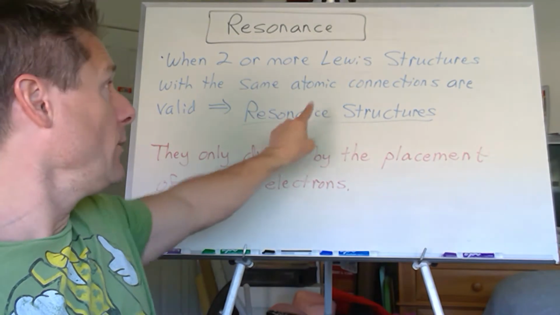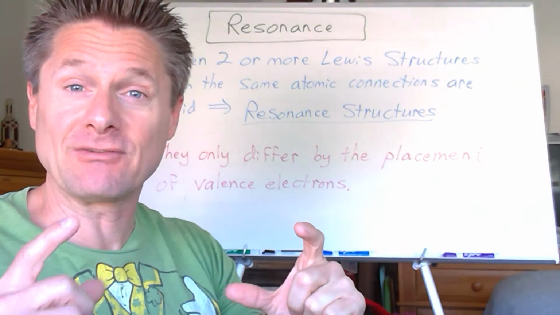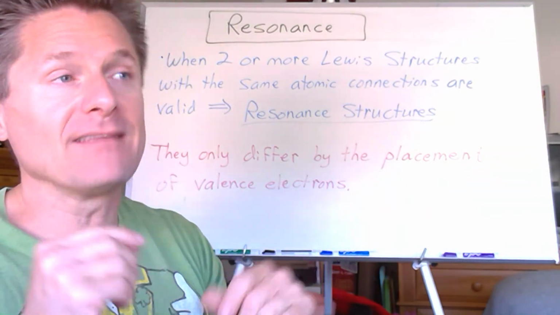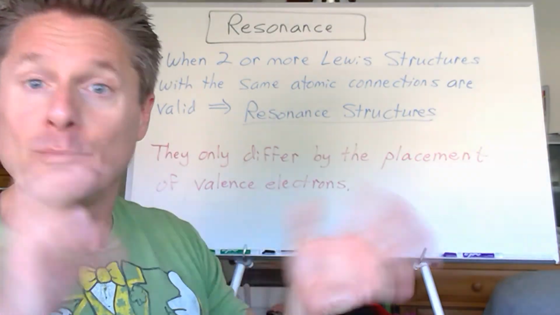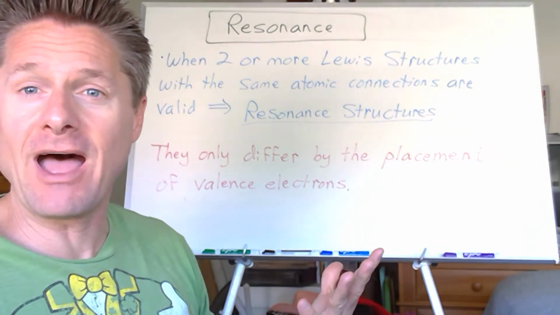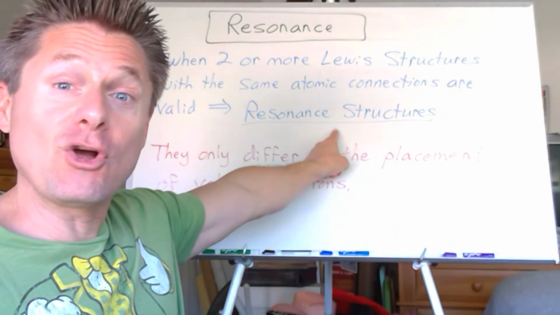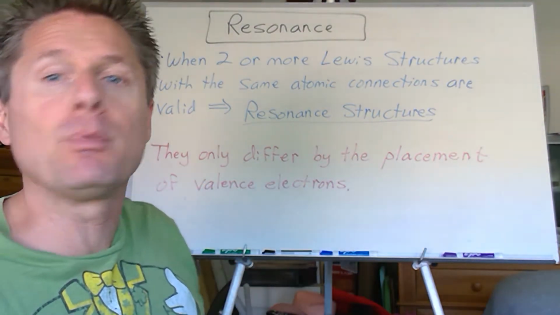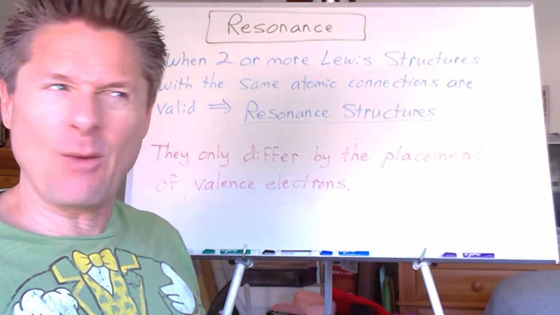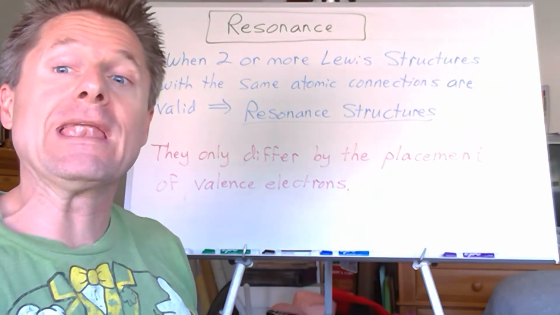So when we run into that situation where we've got 2 or more Lewis structures with the same atomic connections, all the atoms are in the same place, they have the same skeletal structure with everything with single bonds, and then we add double bonds, triple bonds, lone pairs, all that kind of stuff, and there's 2 or more options, and they're all valid, all the octet rules and duet rules are satisfied, and they use the proper number of valence electrons, then those are called resonance structures, and they usually just differ by the placement of the electrons. So how do we represent that? What's really going on? Let's do an example just to show you how it looks, and then we'll talk about what it means.